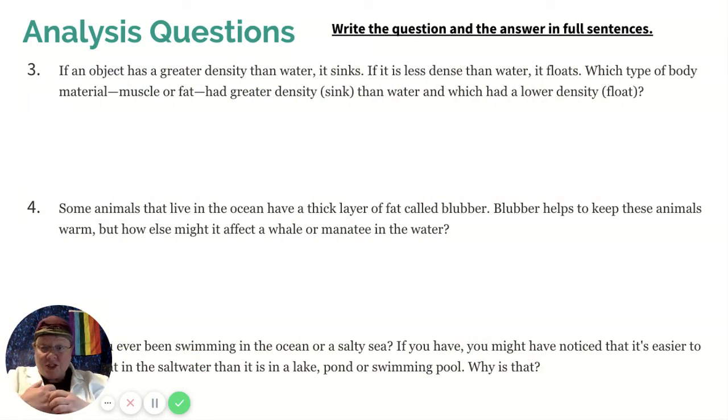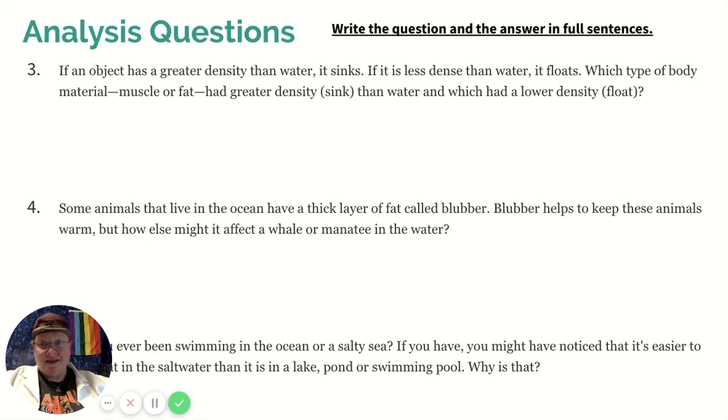Coming back to these questions. Question number 5 is: have you ever been swimming in the ocean or a salty sea? If you have, what might you have noticed? That it's easier to stay afloat in salty water than it is in a lake or a pond or a swimming pool. Why is that?